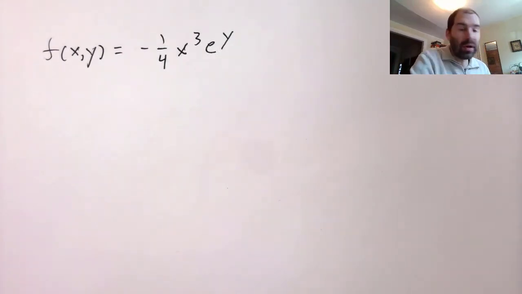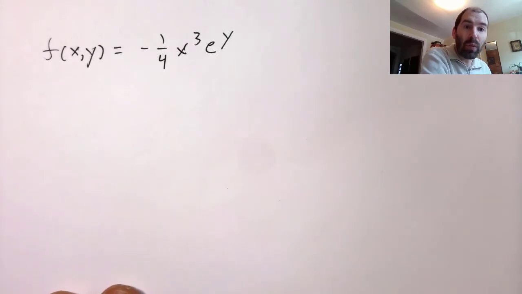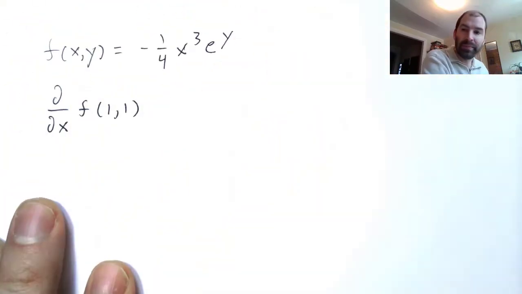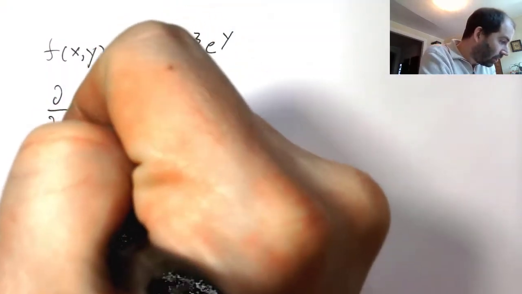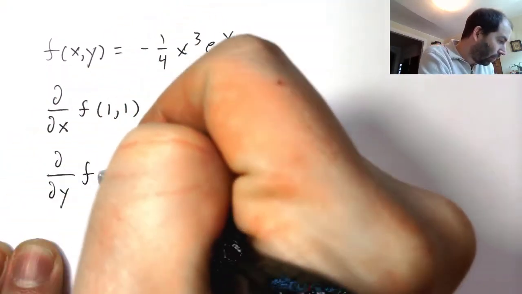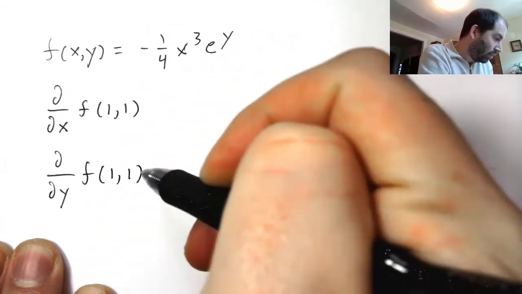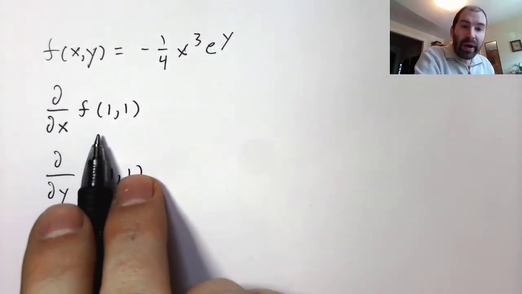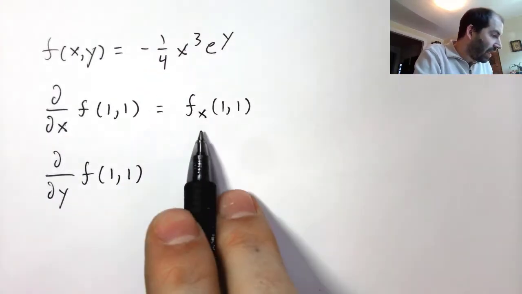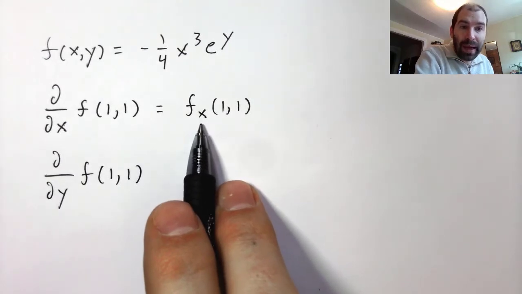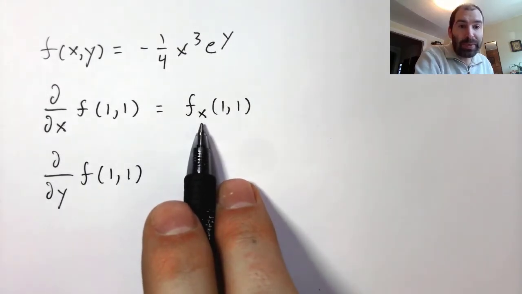Now, what did we do? We computed the partial derivative with respect to x at the point 1, 1. And we computed the partial derivative with respect to y of the function at the point 1, 1. This is one way to write it. Another way to write it would be to write it like this. By writing a subscript, that means that we're taking the partial derivative with respect to that variable.